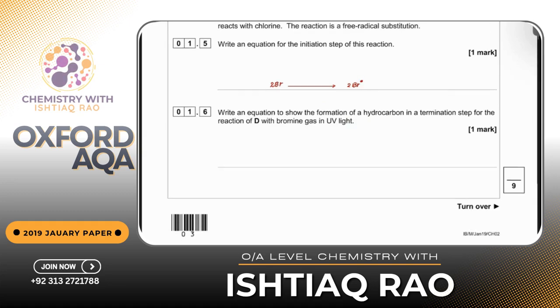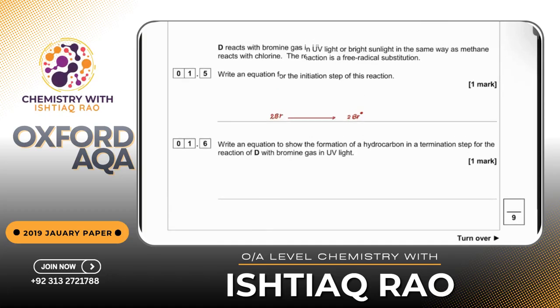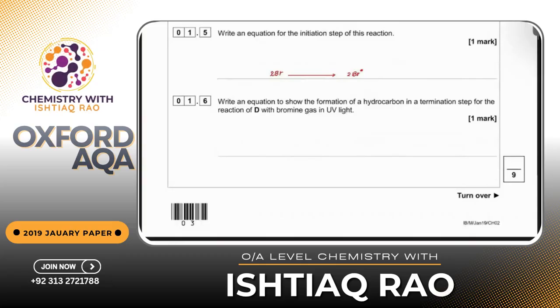So how can I write down the equation for the termination step? What's the molecule? C3H8, right? So the C3H7 radical will react with the same radical, and when they react together, they will form a molecule that is a hydrocarbon. It would be C6H14. So that's the equation for the termination.